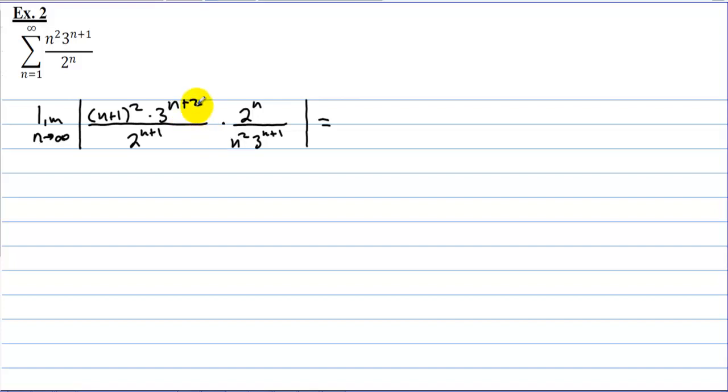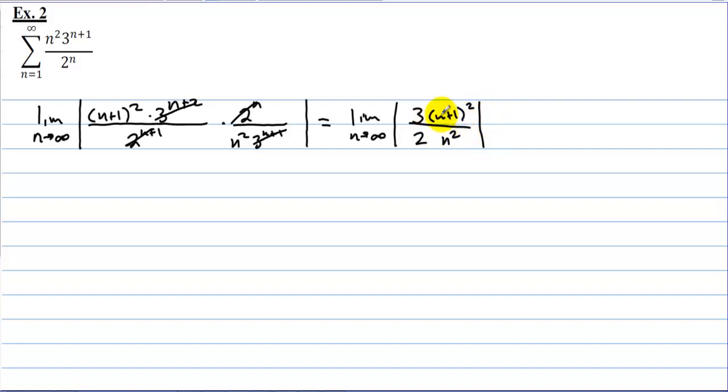Let's take care of the 3's first. There's 3 to the n plus 2 here, and there's 3 to the n plus 1, so there's an extra 3 on top. We have the limit as n approaches infinity of the absolute value of, we have an extra 3 on top. How about the 2 to the n plus 1 and 2 to the n? There's an extra 2 in the denominator, so that puts a 2 down here. And with the n plus 1 squared over n squared, there's not much we can do. We have n plus 1 squared over n squared.